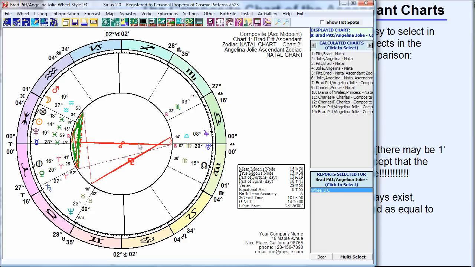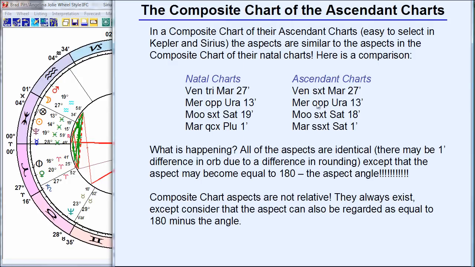And they still have the Mercury opposite Uranus with the same orb. And the Venus trine Mars has turned into a sextile. Mars at 19 Aquarius 58, sextile, Venus 20 Aries 25. Orb is still the same, 27 minutes. So trines can turn into sextiles. Oppositions can turn into conjunctions. In this case, there's still an opposition. There's a moon sextile Saturn in the chart.